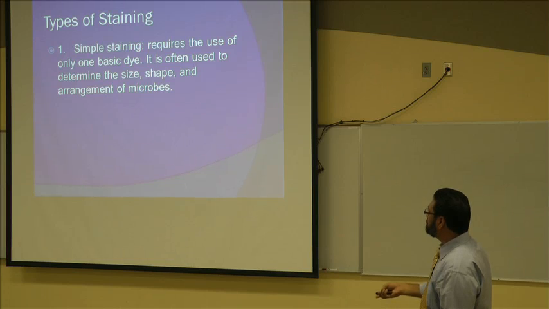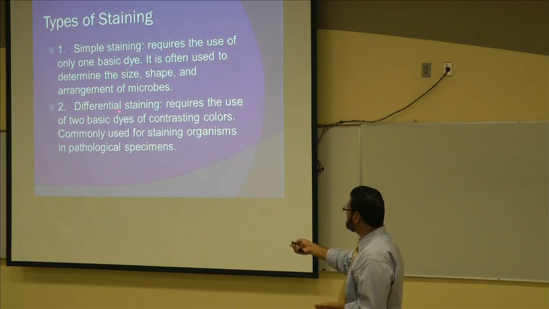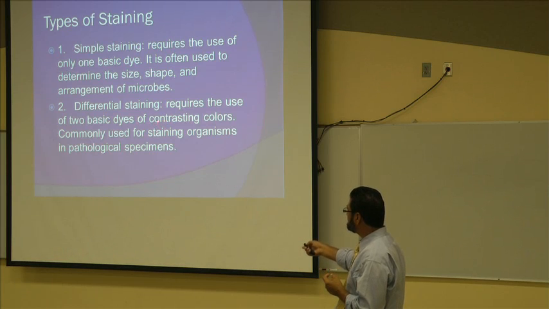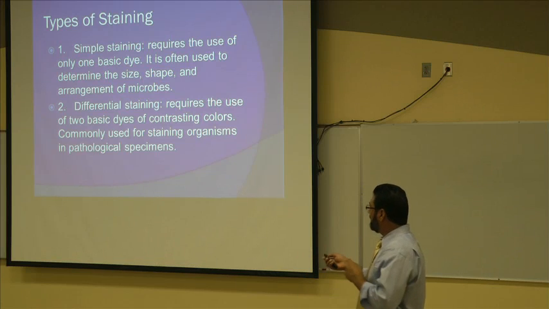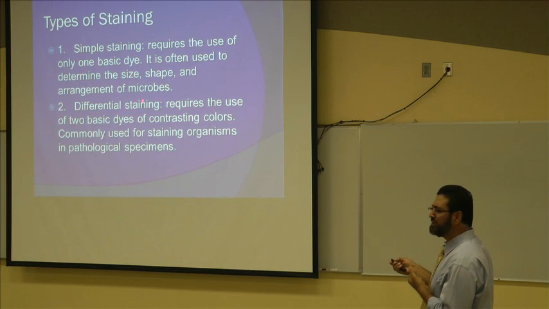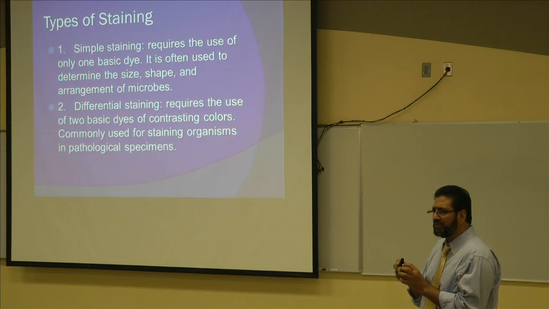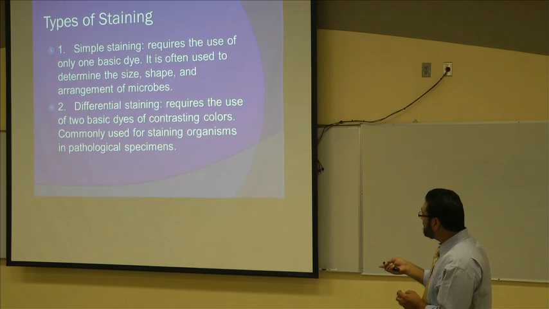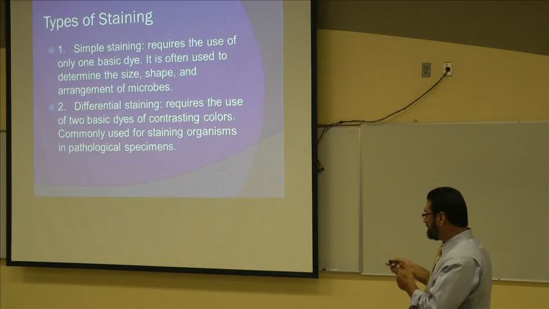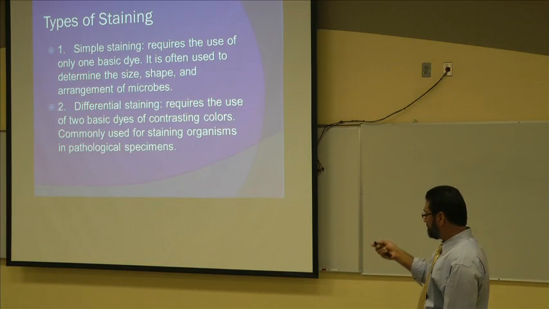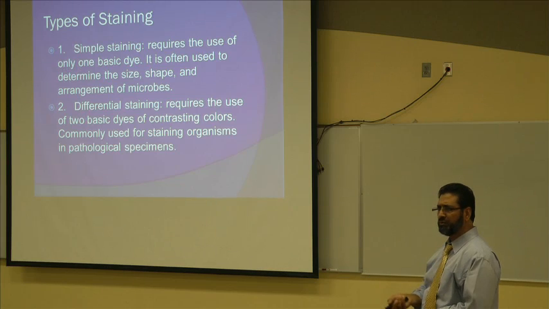Now, on the other hand, when you do a differential stain, we use two cationic stains of contrasting colors. In differential stain, not only can you learn the size, shape, and arrangement, you can also classify microorganisms into different categories. Let me explain. You can differentiate bacteria into different categories. So if you have the choice of doing simple and differential, which one would you do first?